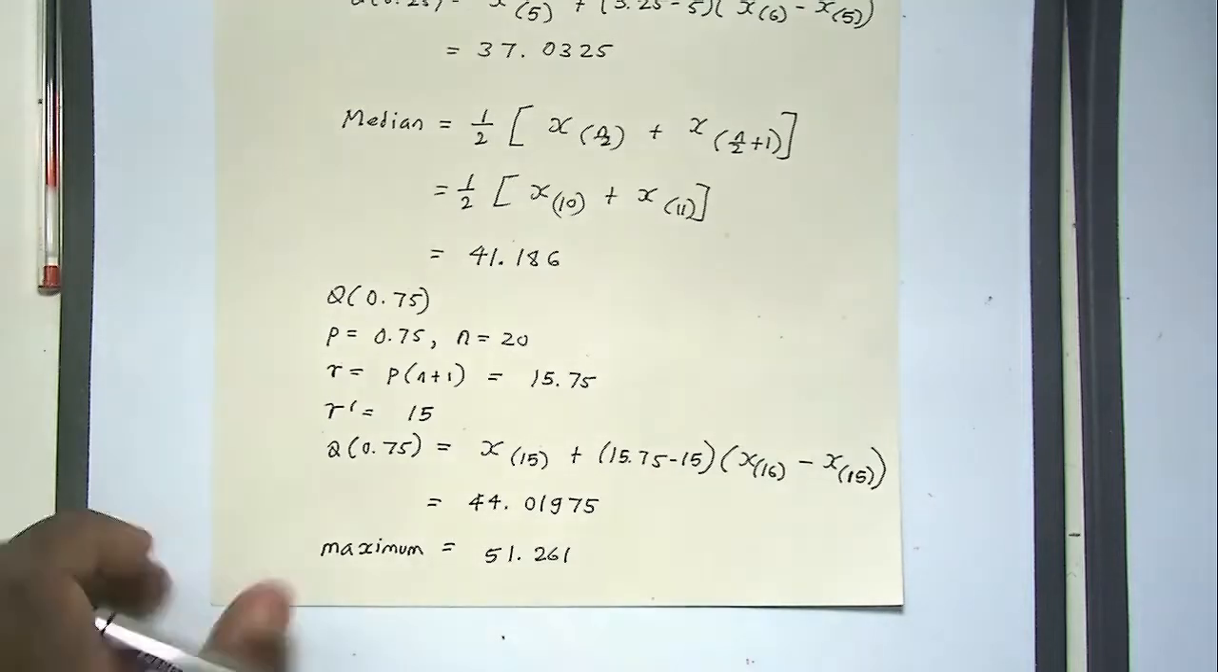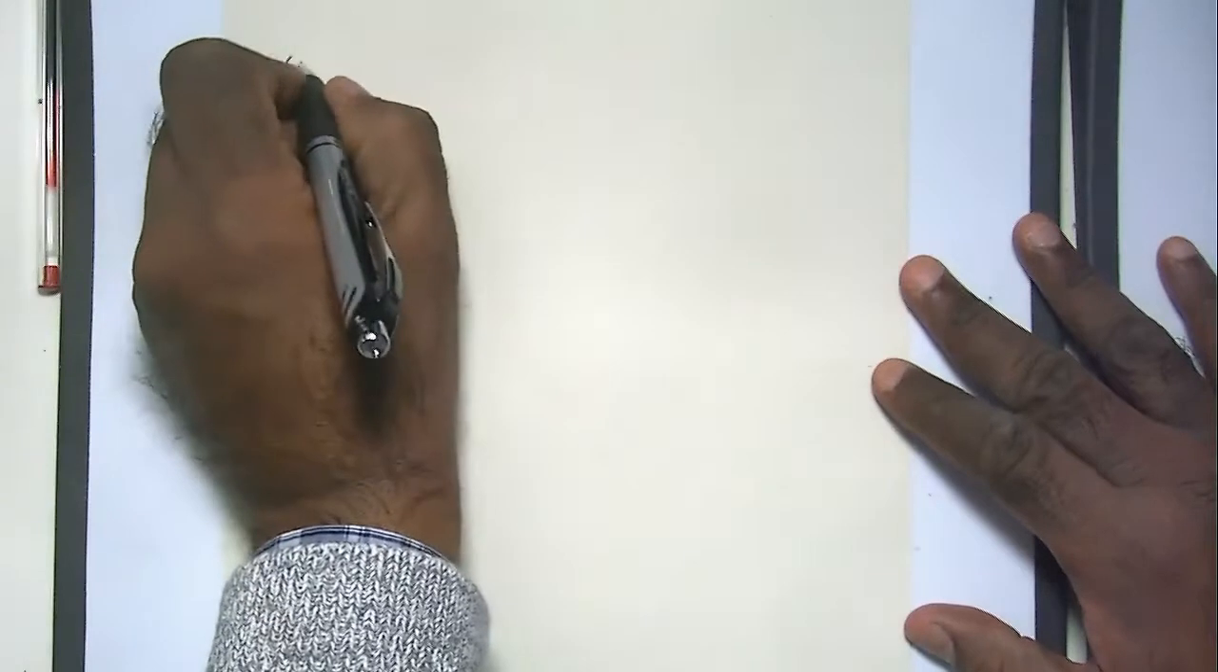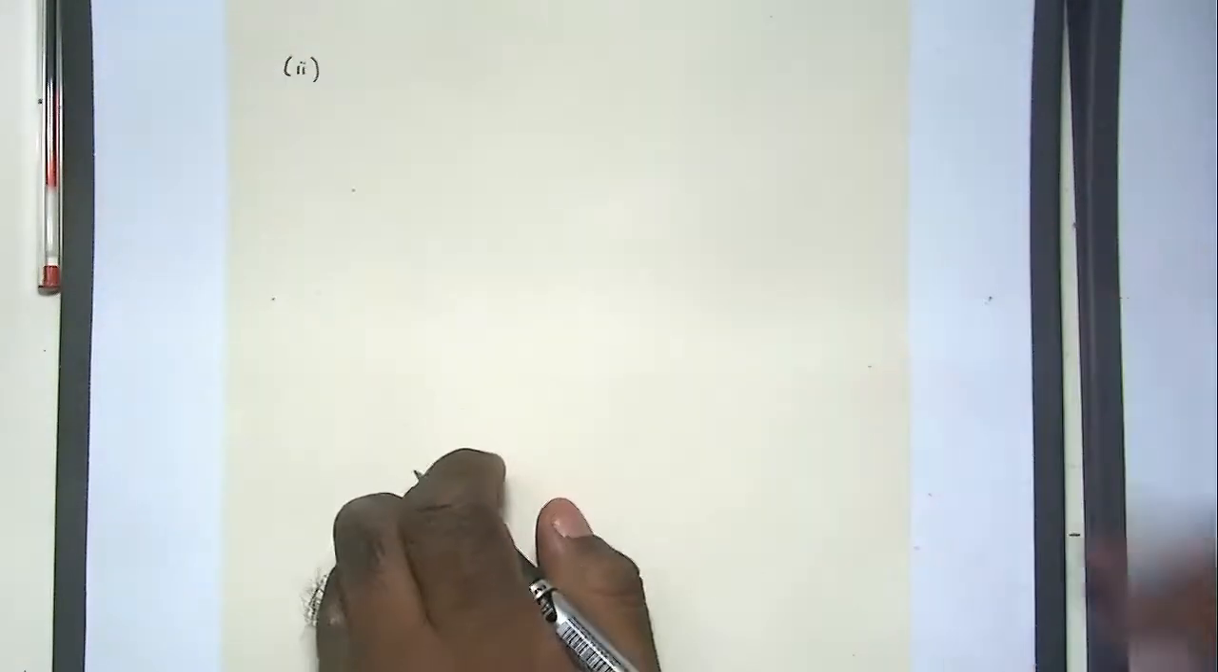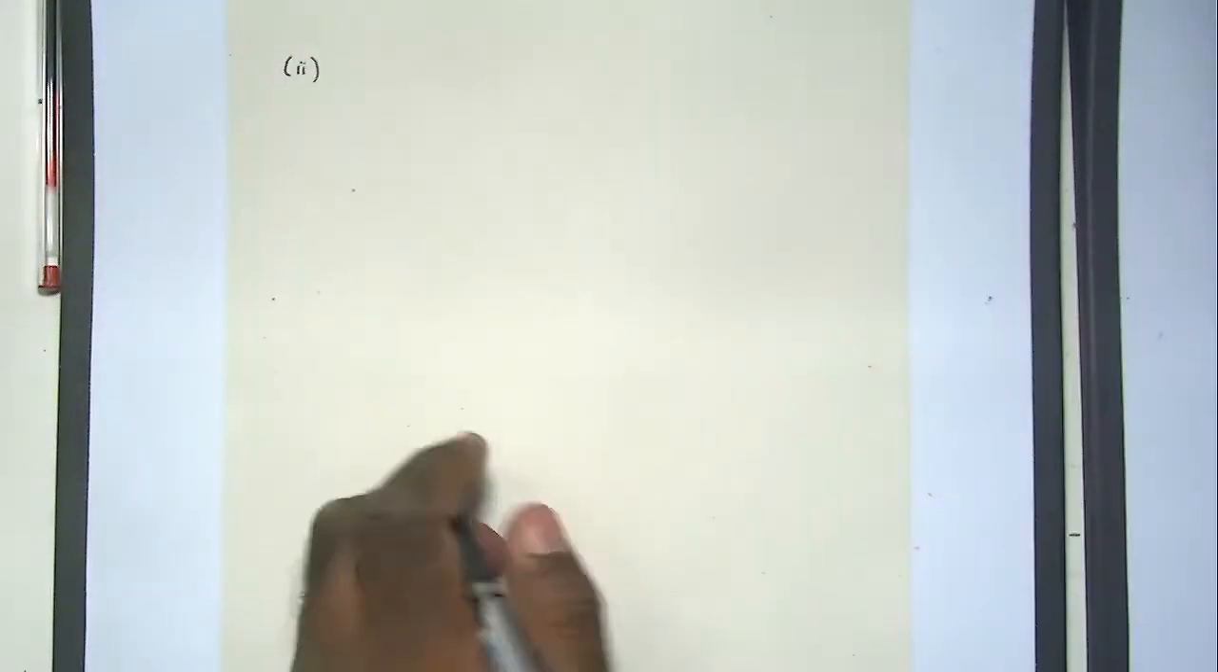Part 2, well, let me take this away. You don't need to copy or scan and put online. Part 2 is the following. Part 2 is asking you to find the mean and the standard deviation.